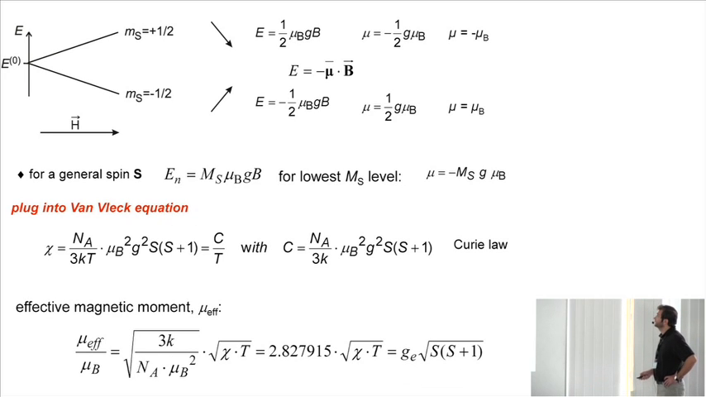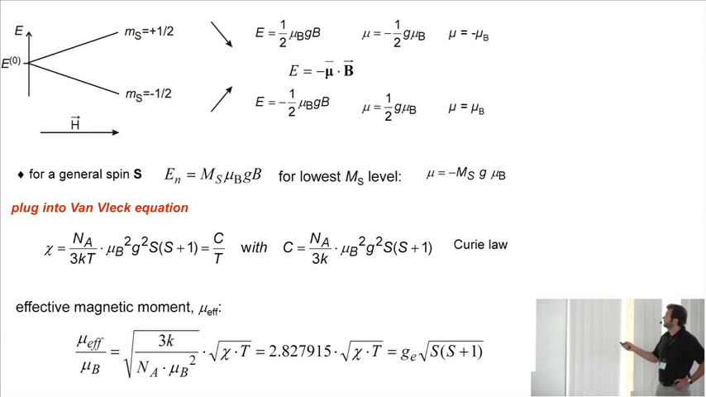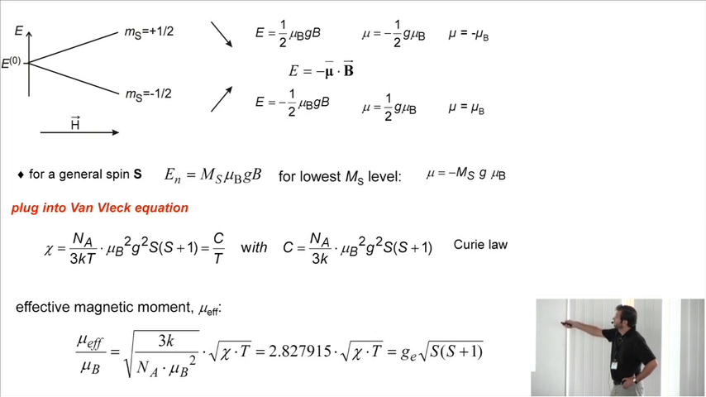And we can picture it now in an energy diagram. Our S equals 1/2 system is degenerate if we have no applied magnetic field. And if we now apply the magnetic field, the ms minus 1/2 gets stabilized and the ms plus 1/2 gets destabilized. And these are the energies from the quantum mechanics.